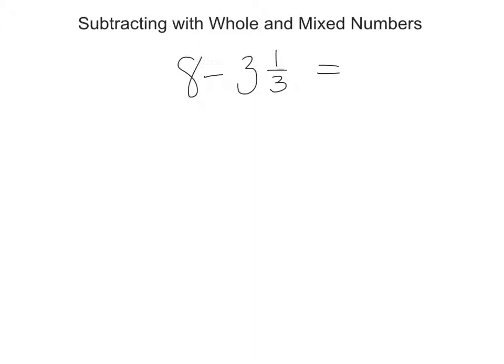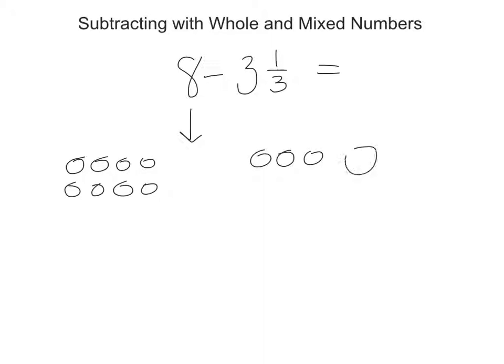I need to start by looking at 8, and I need to rename 8 so that it has a fraction with it. So if I had 8 whole pizzas, and I had 3 pizzas and then 1 cut into thirds, the situation would say I have 8 pizzas and I want to eat 3 whole pizzas and then I want to eat 1 slice of a pizza that's been cut into thirds. So in order to see how renaming works, I want you to look at my 8 whole pizzas.